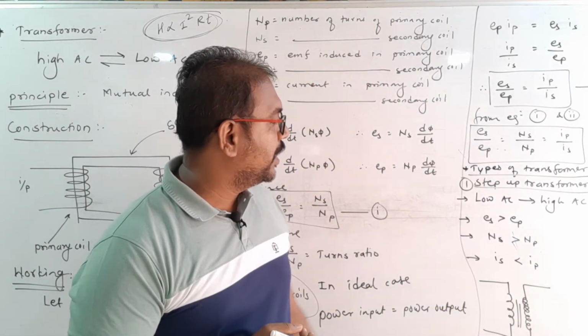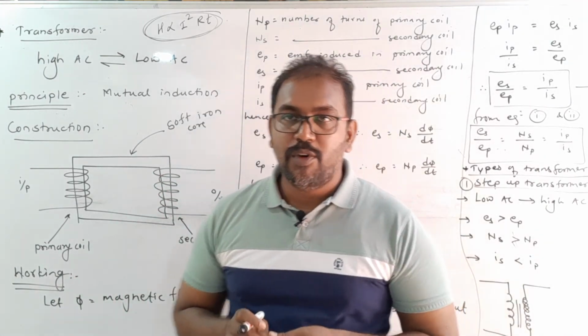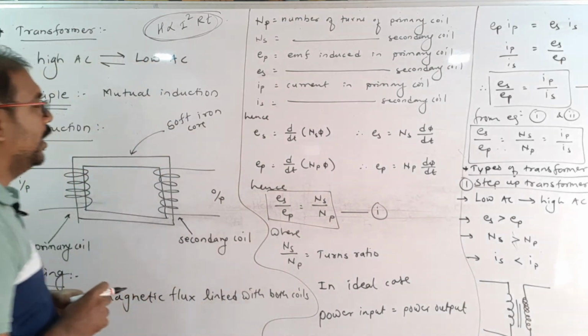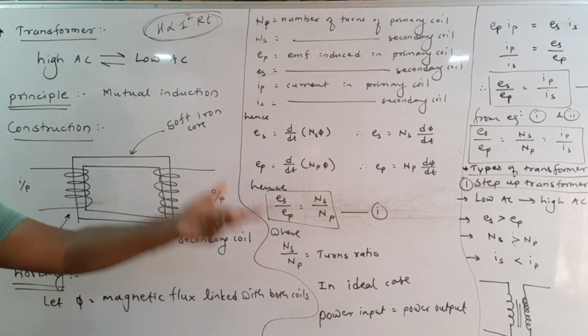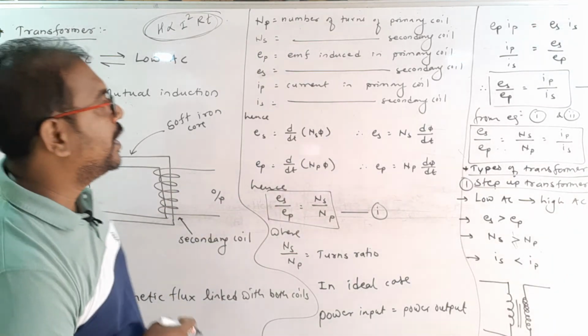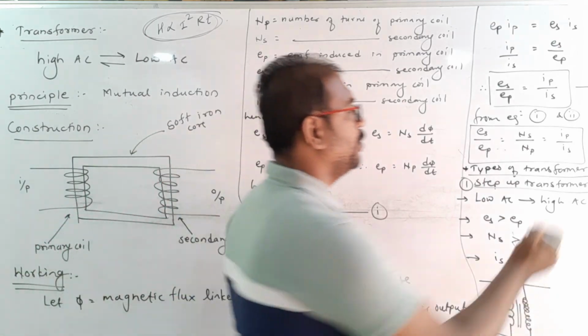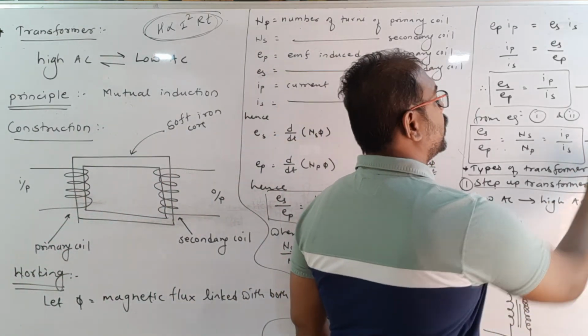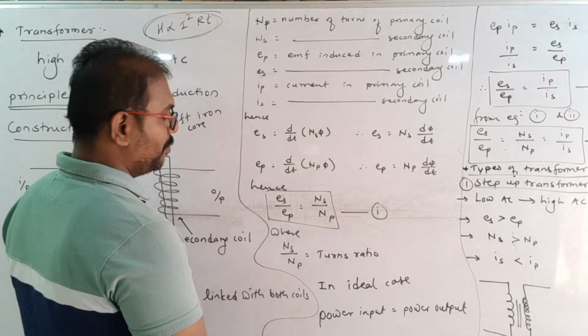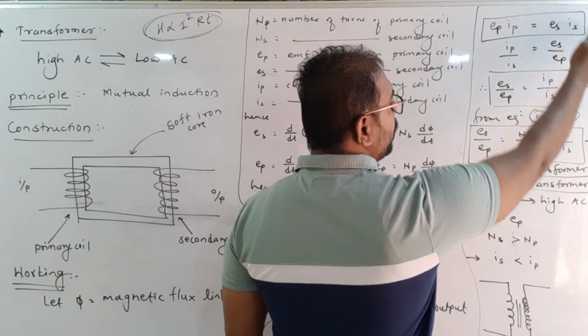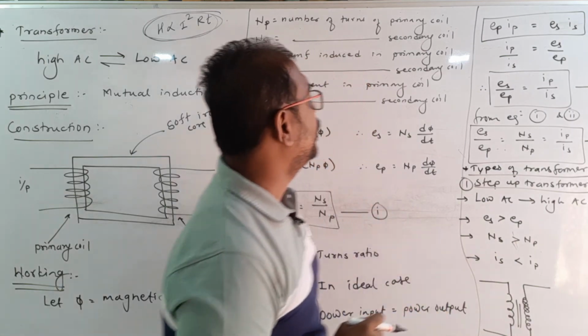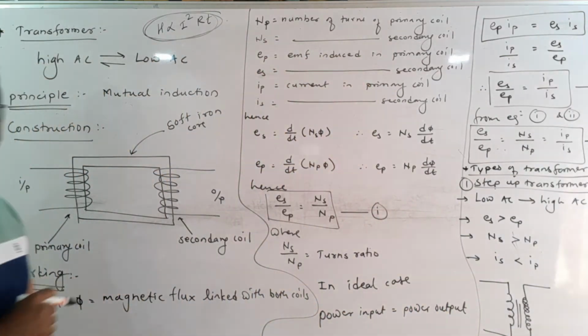So I hope everyone understood what a transformer is. This is a very important topic from the board exam point of view. A question may be asked: write the principle, construction and working of a transformer. Or a problem may be asked. So remember this first-hand formula for the transformer, as well as the power formulas, the input power and output power. If you remember these formulas, then you will be able to solve any problem related to the transformer.